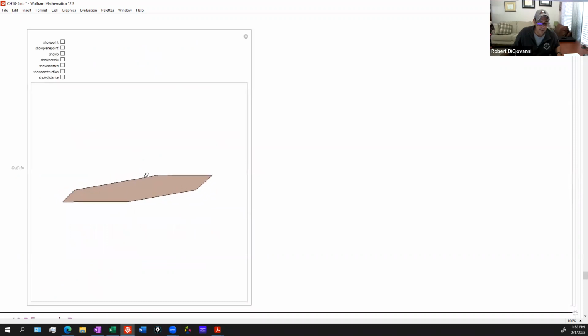So here's a plane sitting in three-dimensional space. I can tilt it any way I want. Now we have some point that's not on that plane. So we've got the point and we've got the plane. And what I'm trying to find here is the shortest distance between that point and that plane. What is the shortest distance?